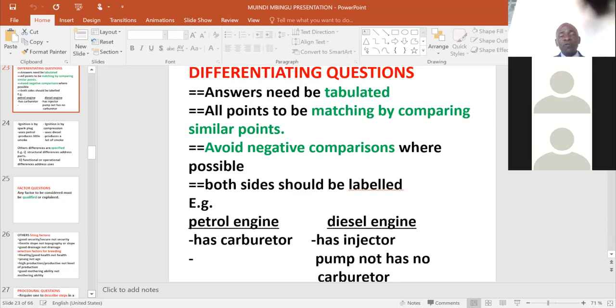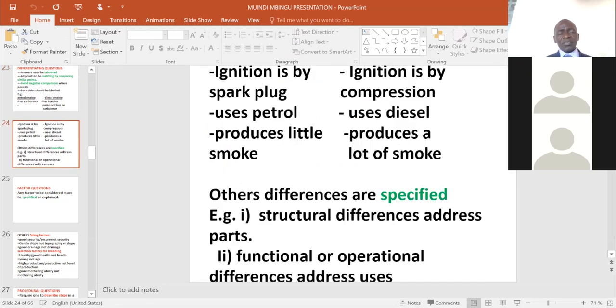You are free to use table form, but be sure to have the corresponding parts linked together. Number one difference under one term should be related to the number one of the other term in your table. So you're free to use the table, but you're also free to use complete sentences. So on the screen are some areas where questions on differences may be drawn.